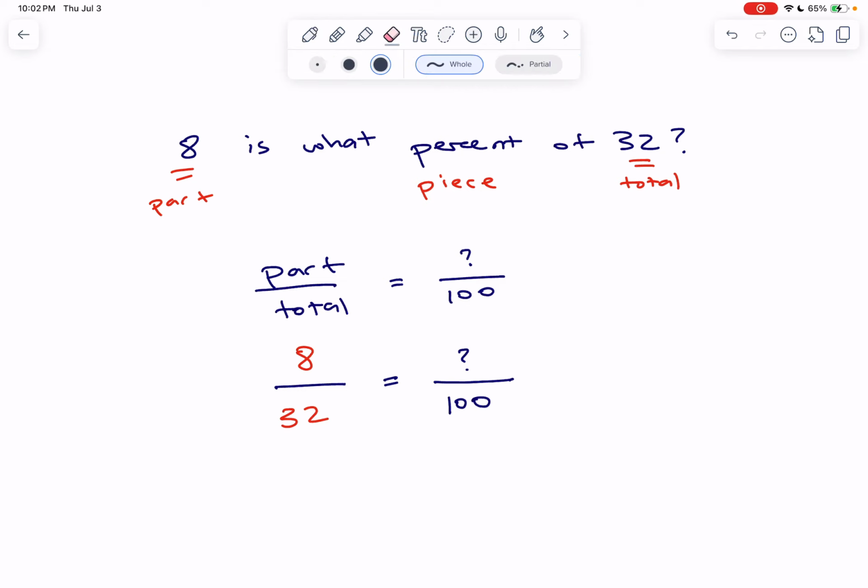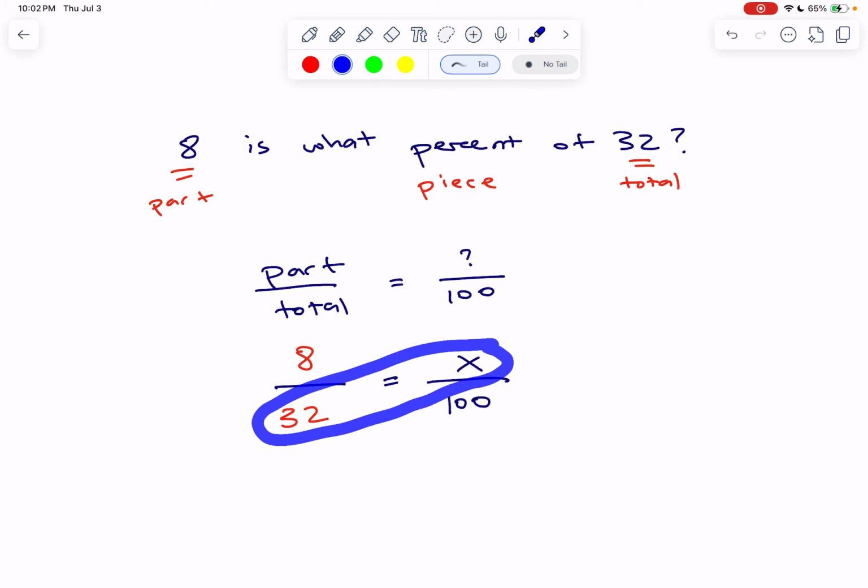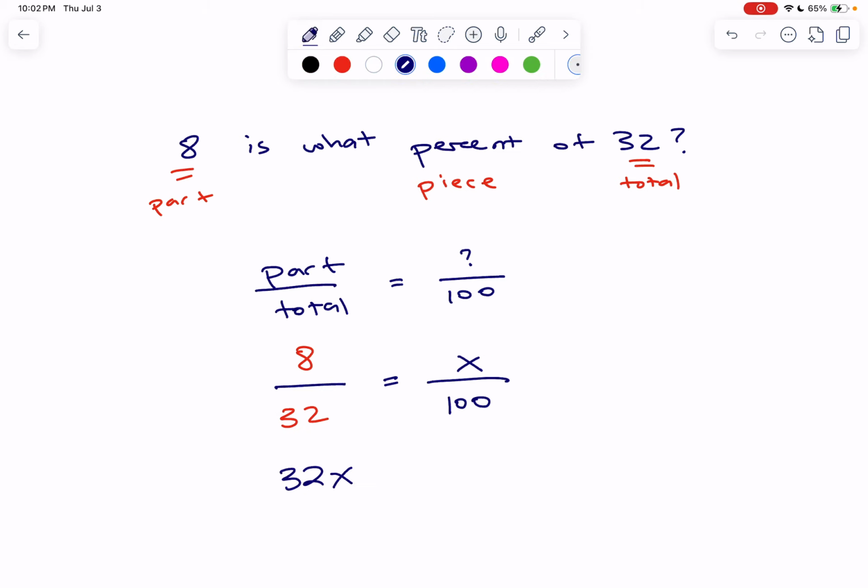Now, we all know when we have a fraction that equals another fraction, what do we do to solve? We cross multiply, which means we take this diagonal and multiply it together. So we'll get 32x. And then we'll take the other diagonal and multiply it together, and we'll get 800. And they equal each other. So if we divide both sides by 32, we'll get that x equals, if you grab your calculator and punch that out, 800 divided by 32, and you'll get 25.